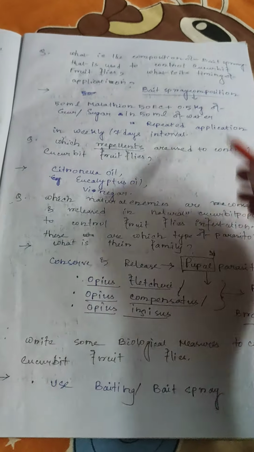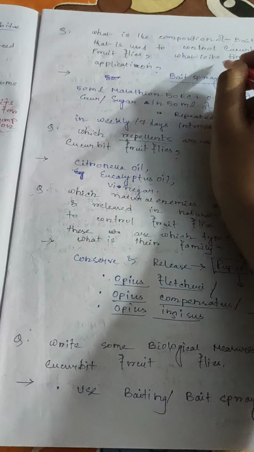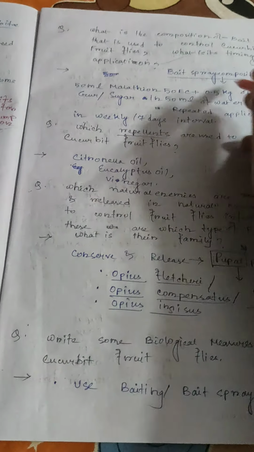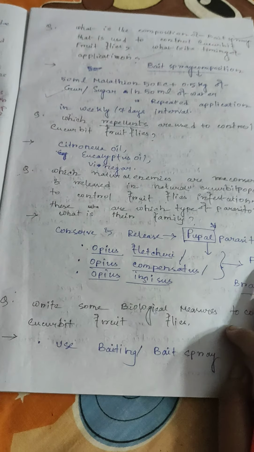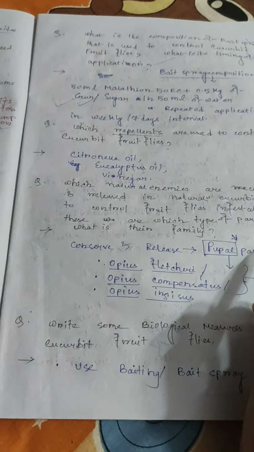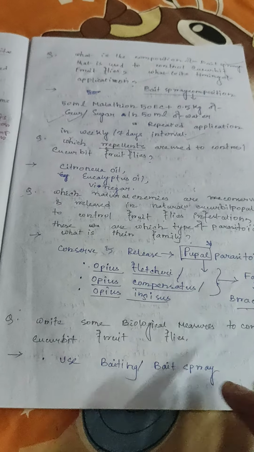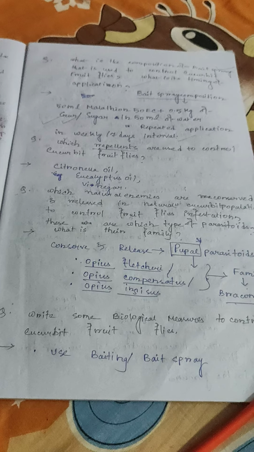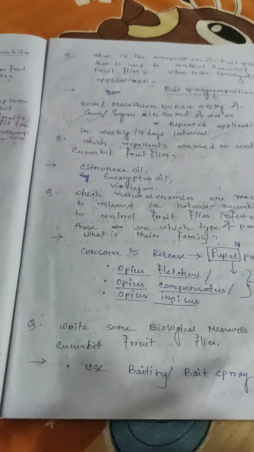What is the composition of bait spray that is used to control cucurbit fruit flies? What is its time of application? Bait spray composition: 50 ml of malathion 50 EC plus 0.5 kg of gur or sugar in 50 ml of water. Repeated application at weekly or 7 days interval.